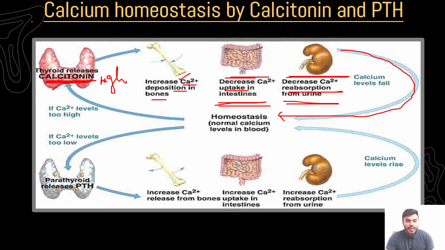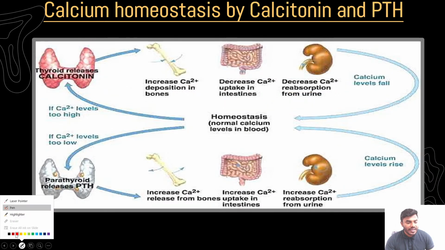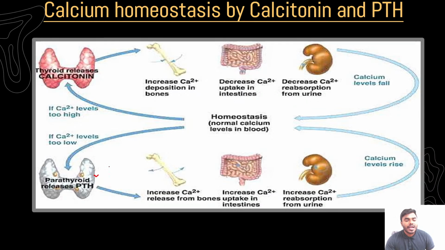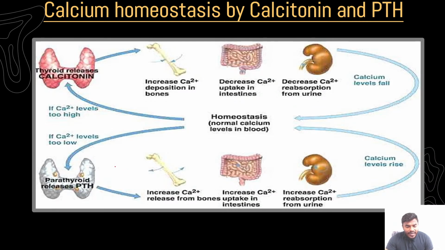Next, when the calcium level is low, what is the statement every student has to remember? When the calcium level is low, there is no role of calcitonin. It never releases. When the calcium level is low, friends, follow me correctly, then the parathyroid gland is going to release parathyroid hormone. Please do not get confused with this statement. The moment parathyroid hormone releases, what is going to happen?